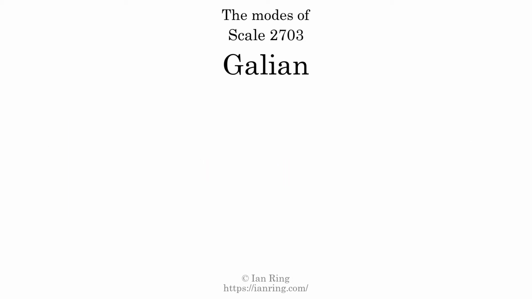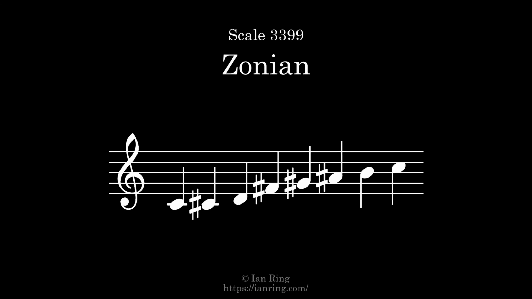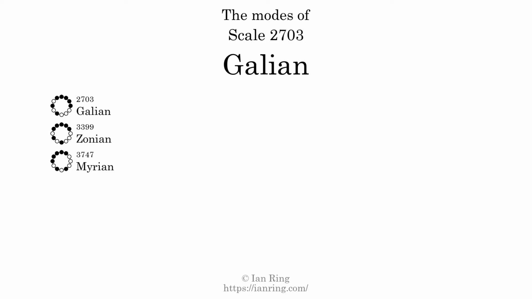This scale has 7 modes. The first mode is itself. The second mode is scale 3399, also known as Zonian. It sounds like this. The third mode is scale 3747, also known as Mirian. It sounds like this.